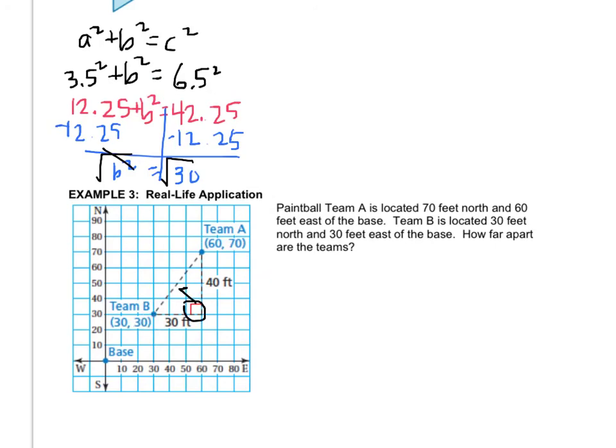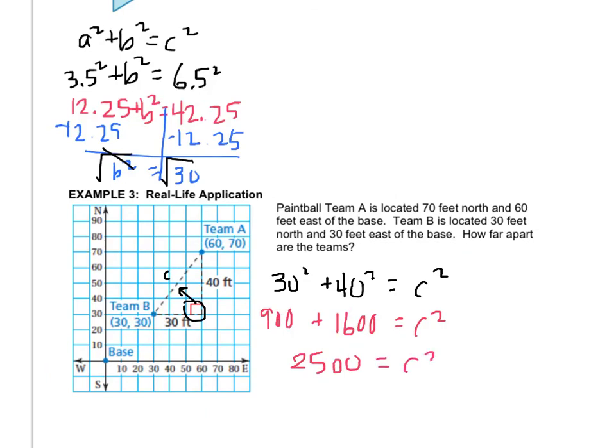Since this is across from the right angle, it's the hypotenuse. So 30 squared plus 40 squared equals c squared. 30 squared is 900. That's 1600. And when you add it, you get 2500 equals c squared. Square root both sides. C equals 50 feet.